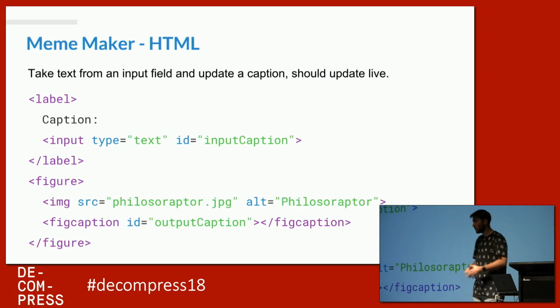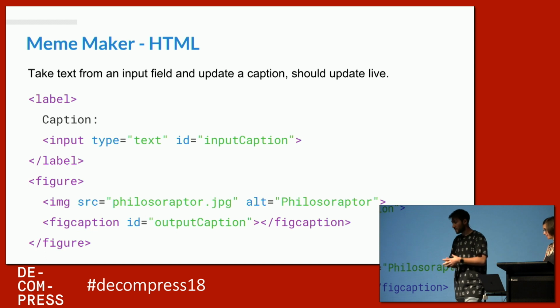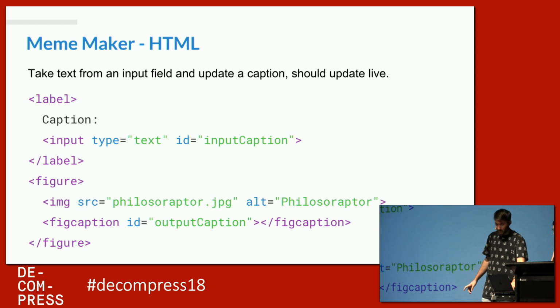So we want to have, this is where students are a bit further through and they are learning about events. And we want them to put text into an input field and then update the caption of a meme. So we have an input field, and that's the text that they've typed in, and a caption on an image. And when they type into the input field, it should automatically update the caption.